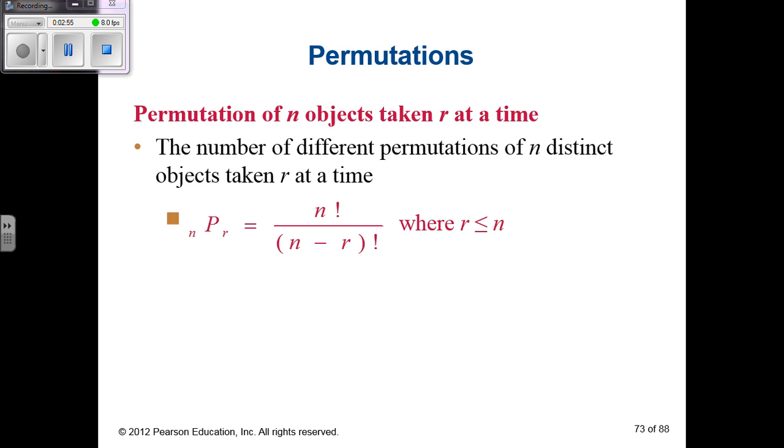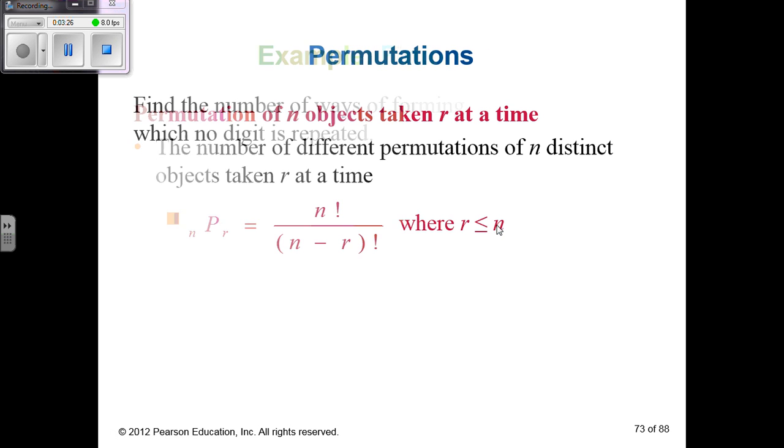Now, a permutation of n objects taken r at a time, where we have a set of n objects, but we're going to pick from the n objects r of them, and the order that we pick them is going to matter, is equal to n factorial divided by n minus r factorial. Clearly, r has to be less than or equal to n, because you're choosing these r objects from this set of n. You cannot pick 10 objects from a set of 5, but you could pick 5 objects out of a set of 10.